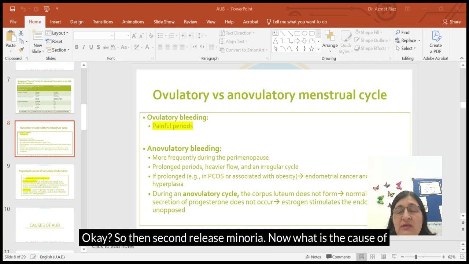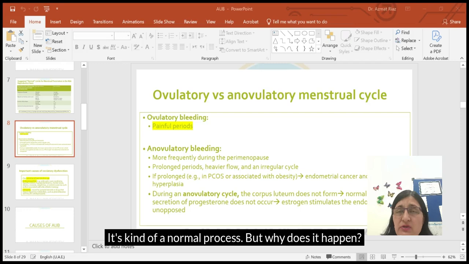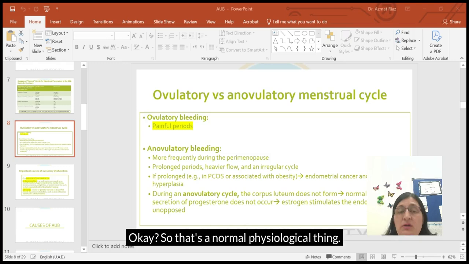Now, what is the cause of primary dysmenorrhea? It's physiological, a kind of normal process, but why does it happen? It's because of prostaglandin F2 alpha in the endometrium. So that's a normal physiological thing.